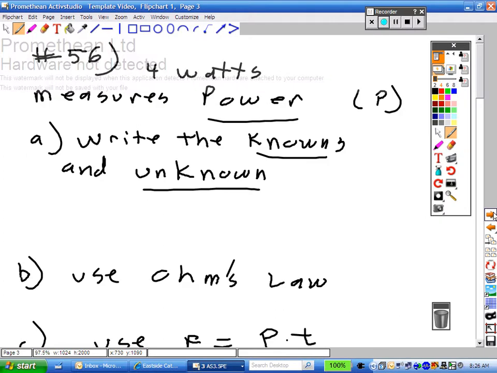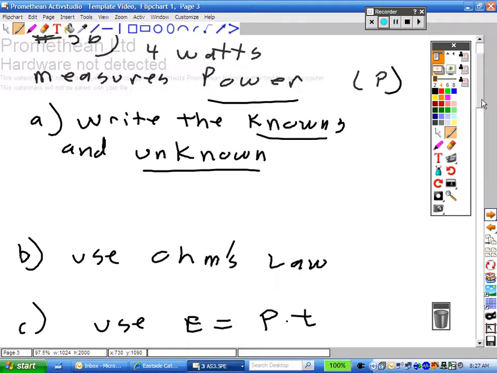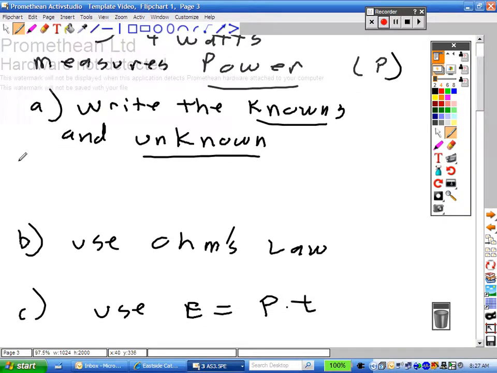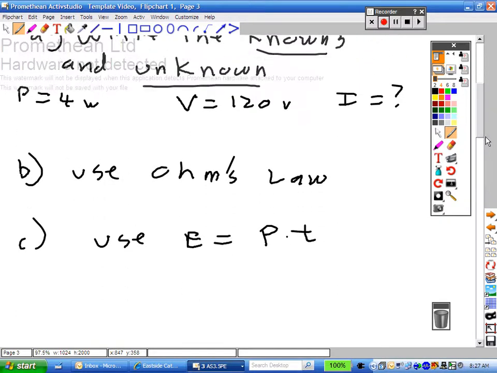One more hint. Let's look at number 56. For number 56, they tell you that you have 4 watts. 4 watts is a measure of power. So when you use your formula sheet, you want a formula that has power in it. For part A, write the knowns and unknowns as we're getting used to doing. Make a little list of the knowns and unknowns. I'll give you a hint. They have told you that the power is 4 watts. They also told you that this is connected to 120 volts like you get in almost everybody's house. But the current is what we wish to find. Write it as a question mark. Then you simply find the one formula that has power, voltage, and current.